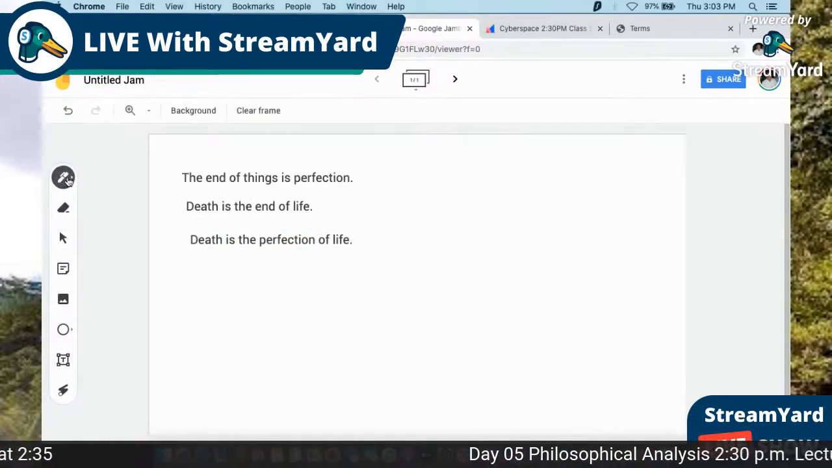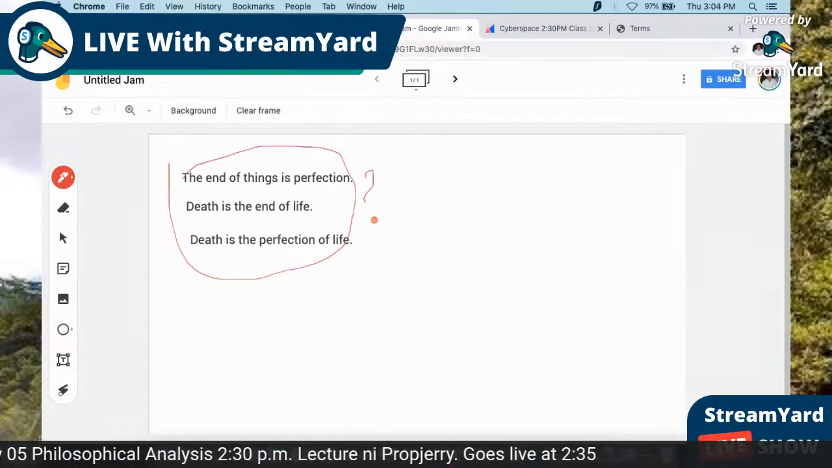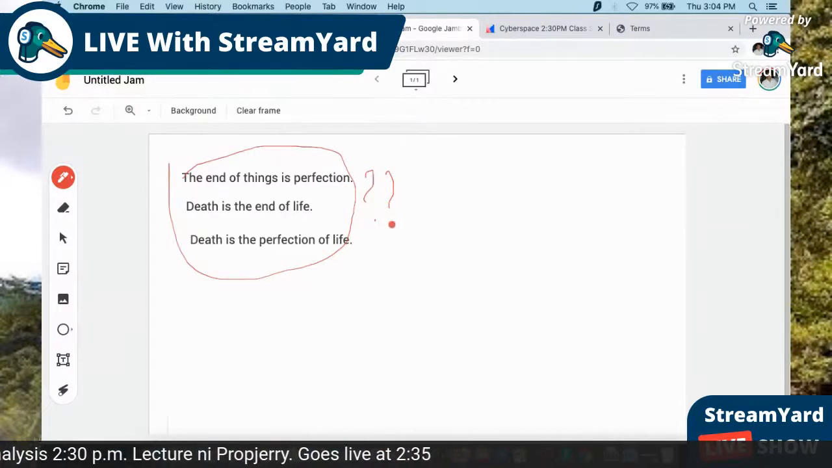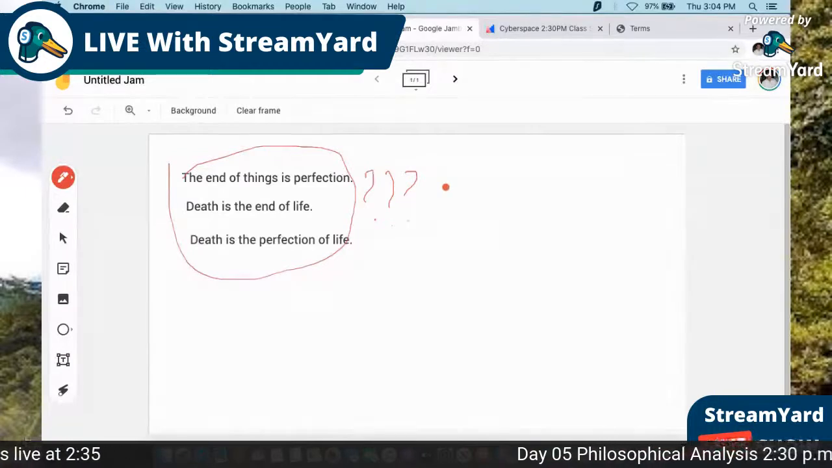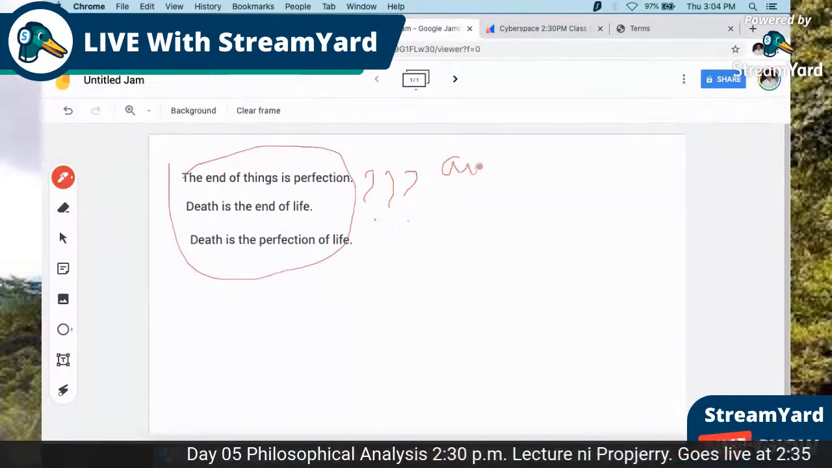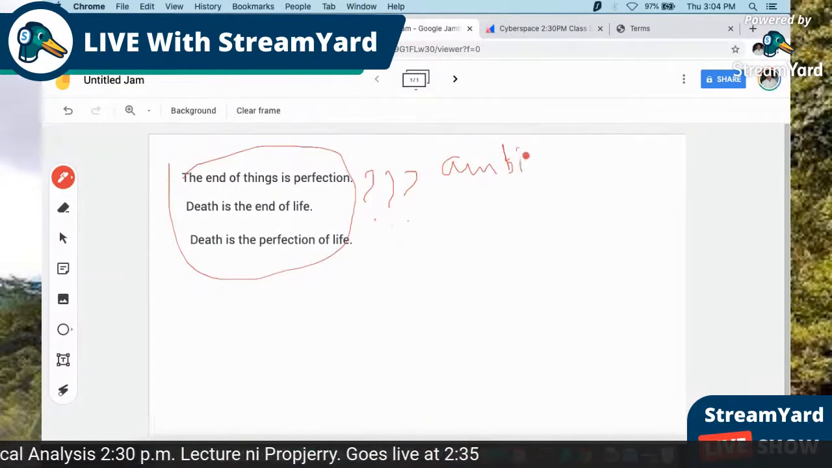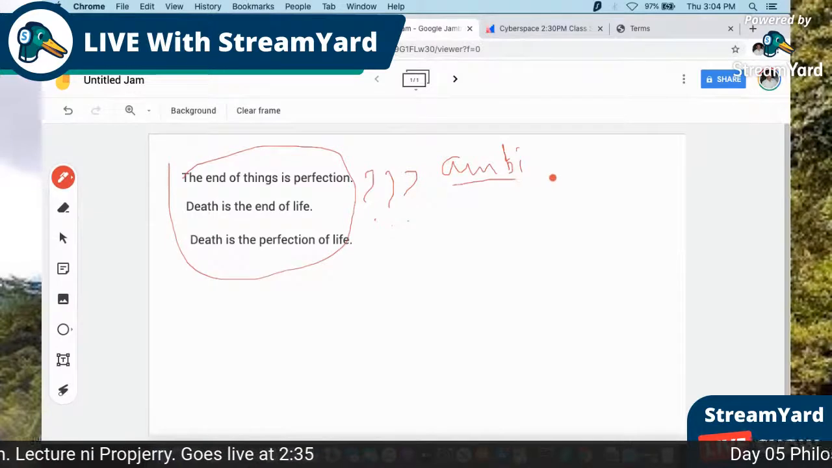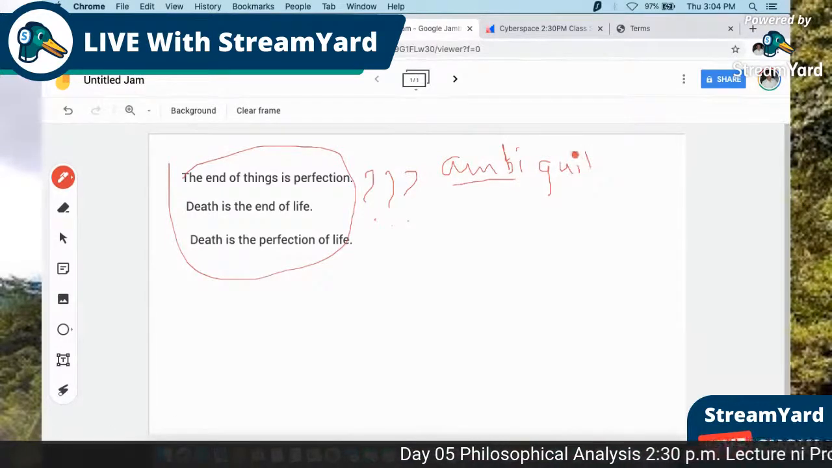All right. Anybody who believes this, raise your hand. Of course not. That's stupid. That's crazy. You want to perfect your life? Kill yourselves. Are you going to do that? Now, what's the problem with this? You have ambiguity. All right. You have ambi, that's the prefix, guity. You have ambiguity.